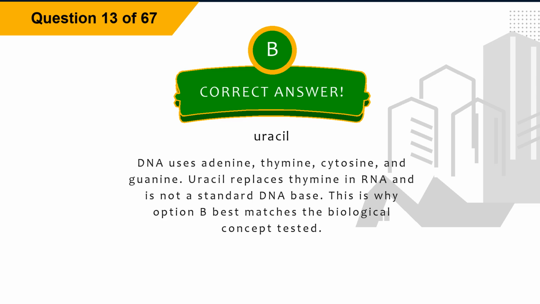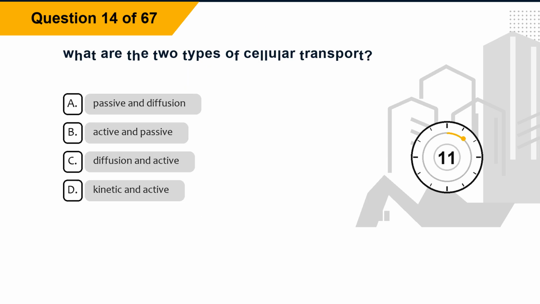Explanation: DNA uses adenine, thymine, cytosine, and guanine. Uracil replaces thymine in RNA and is not a standard DNA base. This is why option B best matches the biological concept tested. Question 14. What are the two types of cellular transport? Option A, passive and diffusion.